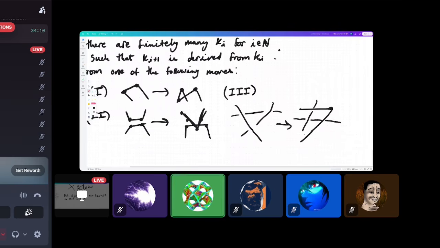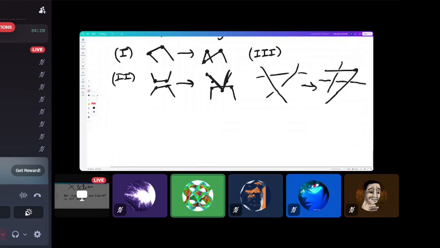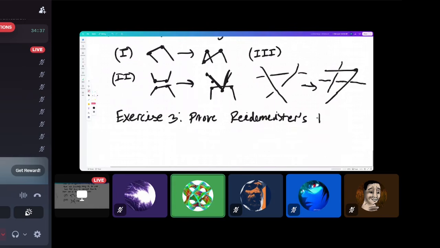Okay, yeah, it becomes that. Okay, so those are the three types of Reidemeister moves. They're called Reidemeister moves. Actually, it turns out once you know these moves, it's not hard to prove Reidemeister's theorem.